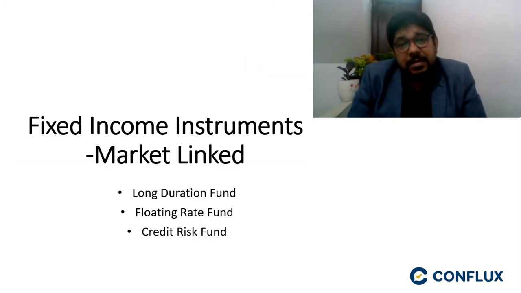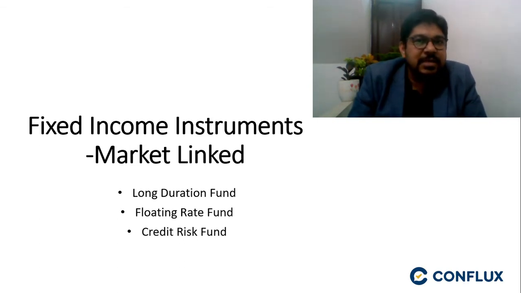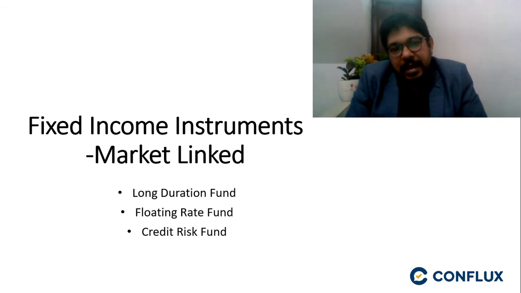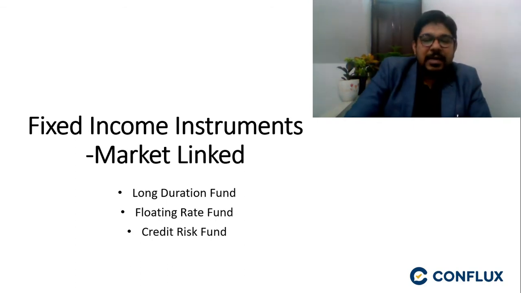The second basket, which I mentioned in the start, are the fixed income instruments which are relatively market linked, and I mentioned all the debt mutual funds fall into this category. But I'll not be focusing on the entire category of mutual funds. Rather, I'll keep my effort and energy focused on only 3 categories of debt mutual fund, with which, in my opinion, we can achieve the desired objective that has been laid out. So what are those? One, long duration funds, which are also called gilt funds. The other category is floating rate funds, and the third category is credit risk.